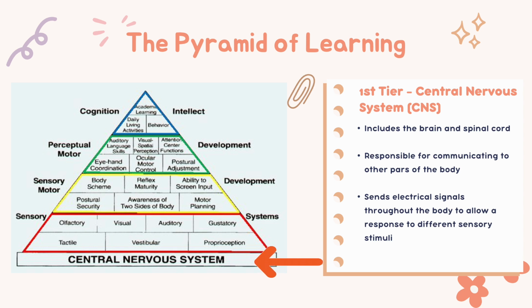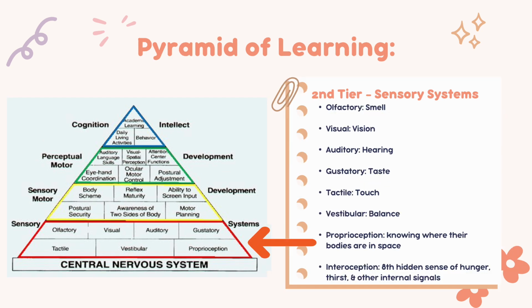So if those receptors in the brain and spinal cord are impaired, a child may not know how to respond to certain stimuli in their environment, which then impairs their ability to appropriately respond to the input they're receiving in their sensory systems.